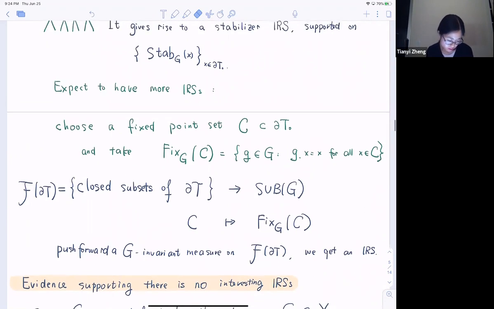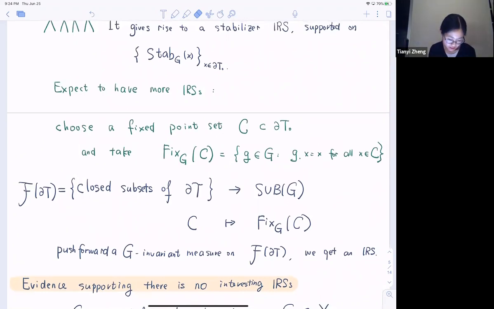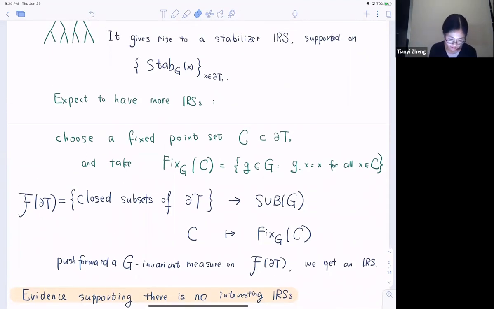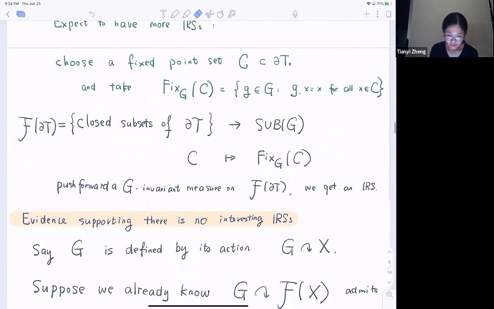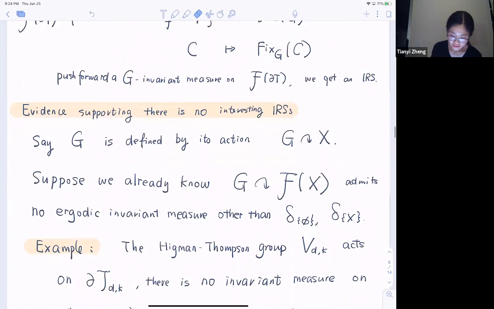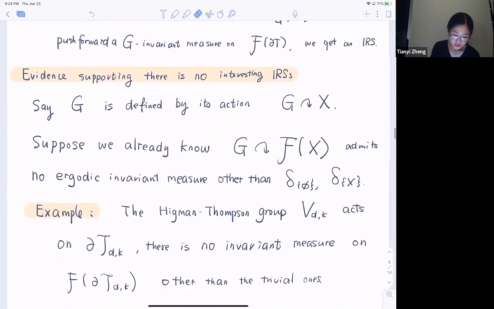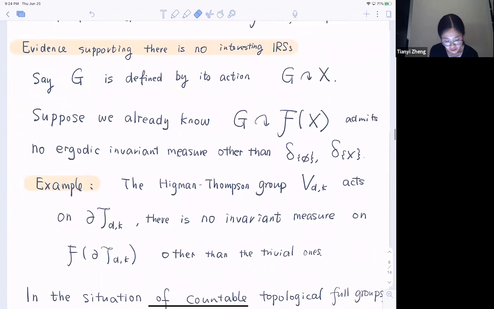Then you might ask, what if the action is such that there are no non-trivial invariant measures on the closed subsets of the space that you started with? In many examples, absence of such invariant measures is an indication that the group has few invariant random subgroups. So here we are getting closer to the Neretin groups. Let's consider the following situation.